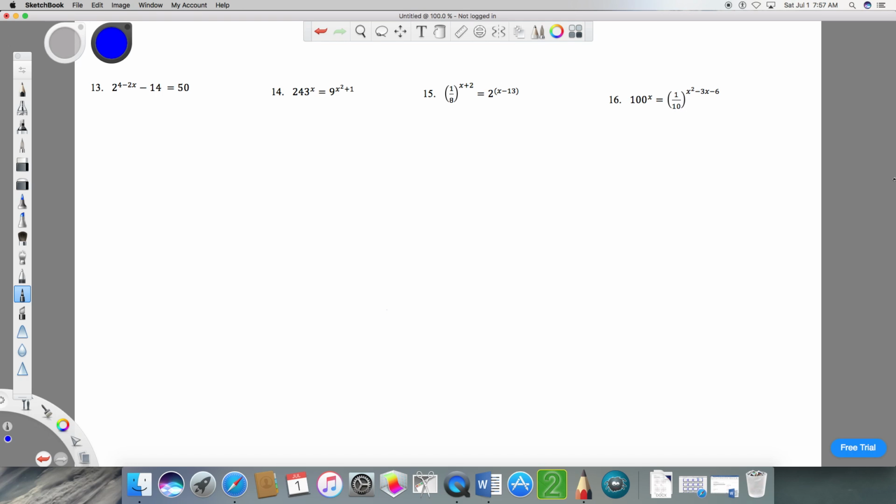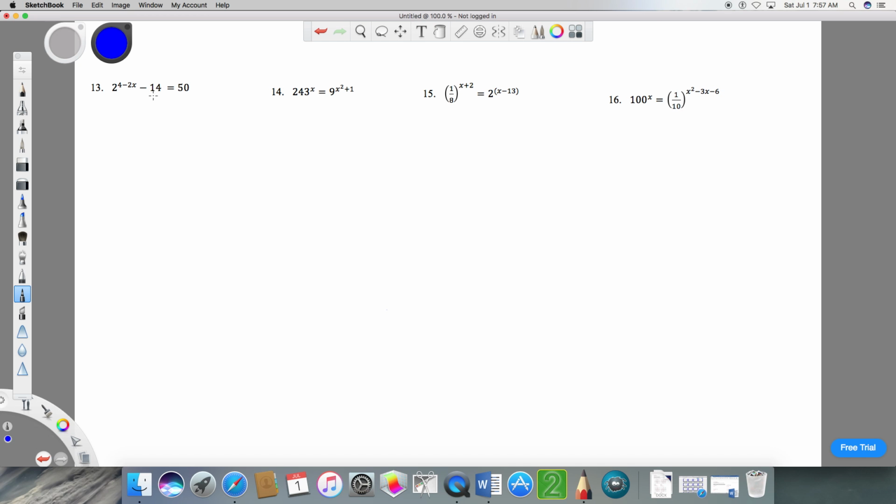Let's take a look at these four problems. We want to solve each one of these equations. These are all exponential equations. You can see that the variable is an exponent. We're just going to use properties of exponents, and the fact that exponential functions are one-to-one functions is our justification in how to solve these.